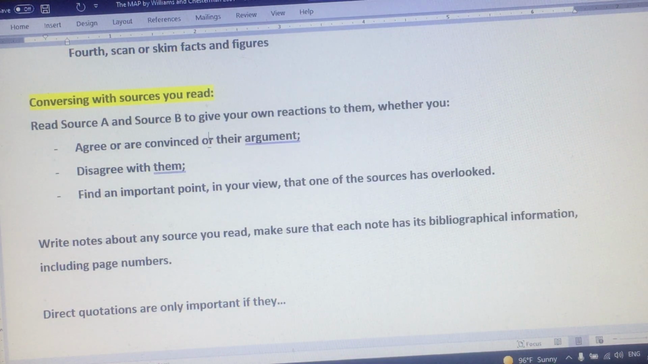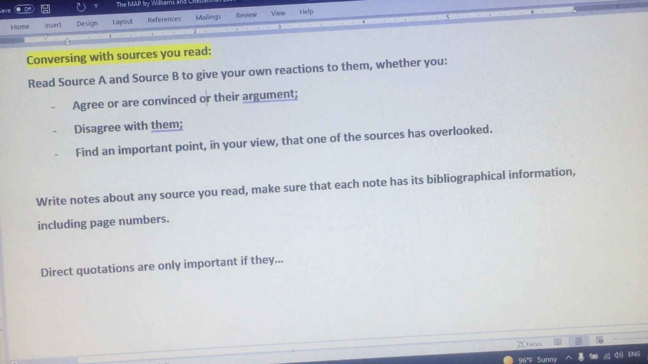The third element is whether you find an important point, in your view, that one of the sources has overlooked, has not focused upon that much, and you need to focus on it more. So it's up to you to decide on focusing on this very important point that you have found, which one of the sources has overlooked or not concentrated upon well.